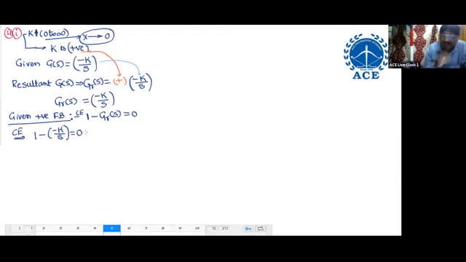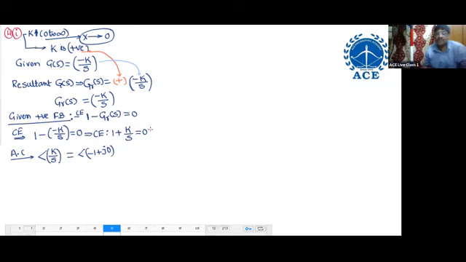Now check the angle condition. This can be written as 1 minus K by S, substituted, so 1 plus K by S equals 0. Now the angle condition: angle of K by S, the angle of the system, equals angle of minus 1 plus j0, since if it goes to the other side it becomes minus 1. So that means plus or minus 180 degrees.